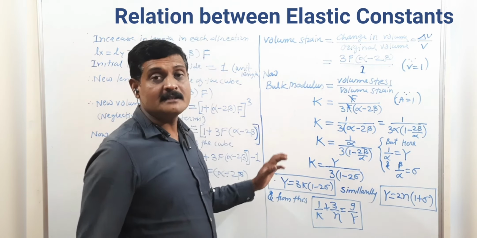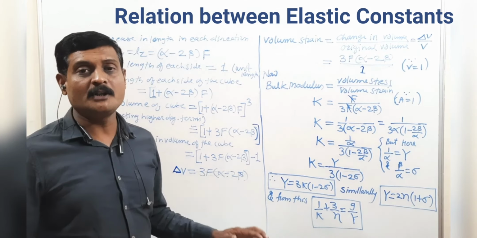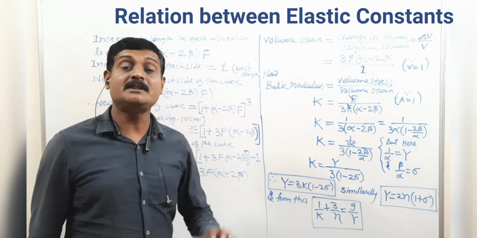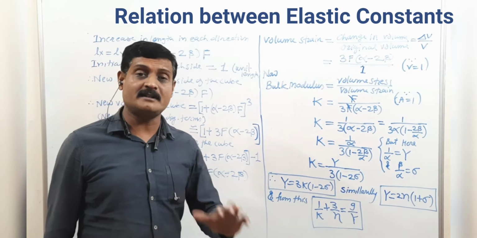So these are the relations between Young's modulus, bulk modulus, shear modulus and Poisson's ratio. So these are the relations between elastic constants.